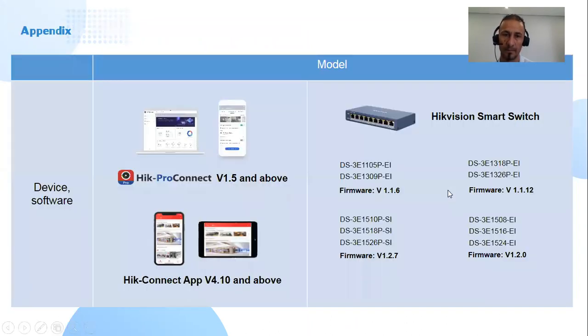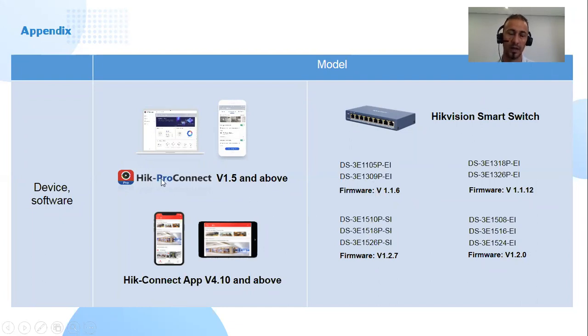Then it's just showing us our models for our particular smart switches. If you look at the firmware versions, we need to make sure that these are the particular devices that it supports. These are our smart switches. It gives us our different smart switches from 8-port switches to 16-port switches, depending on your client's needs.